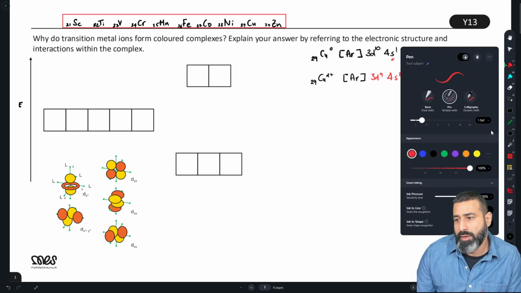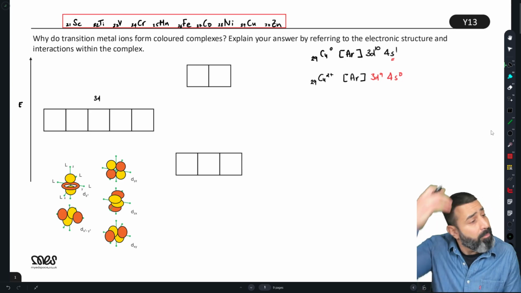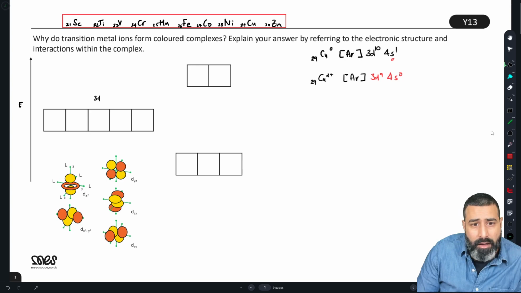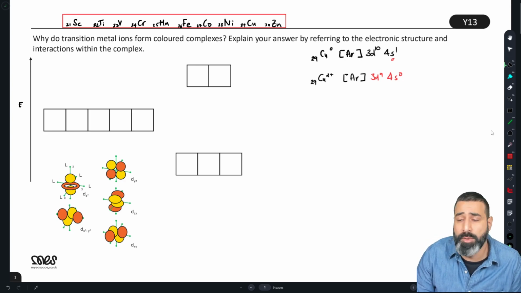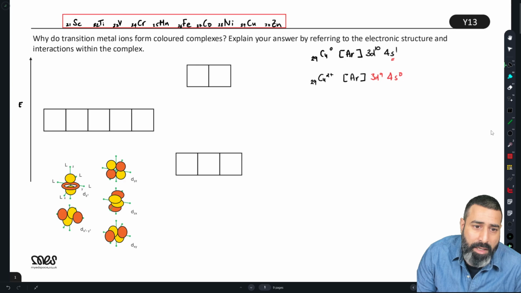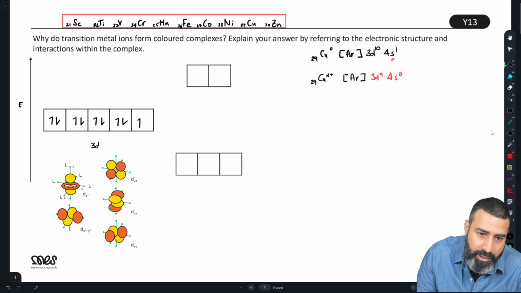Okay, so we're going to put those in the 3d orbitals, which I can represent as boxes. So I've got 5 3d orbitals, and each orbital can hold 2 electrons with opposing spin. So I need to put 9 electrons in, so 1, 2, 3, 4, 5, 6, 7, 8, 9. And we stop there, okay? So these are my 3d orbitals.